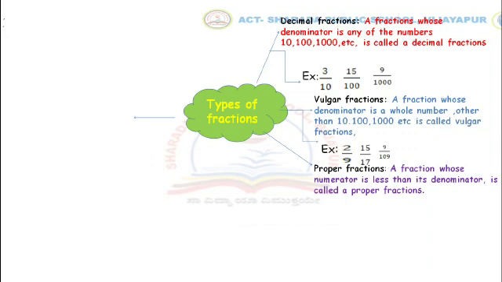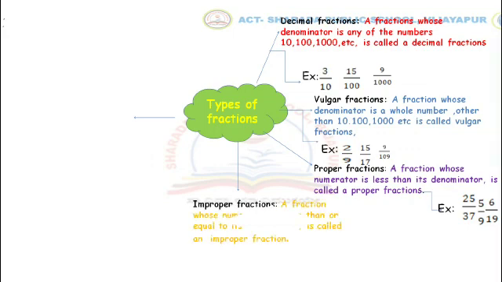Proper fractions: a fraction whose numerator is less than its denominator is called a proper fraction. For example, 25 by 37, 5 by 9, 6 by 19. Improper fractions: a fraction whose numerator is more than or equal to its denominator is called an improper fraction. Example, 8 by 3, 15 by 12, 45 by 18.